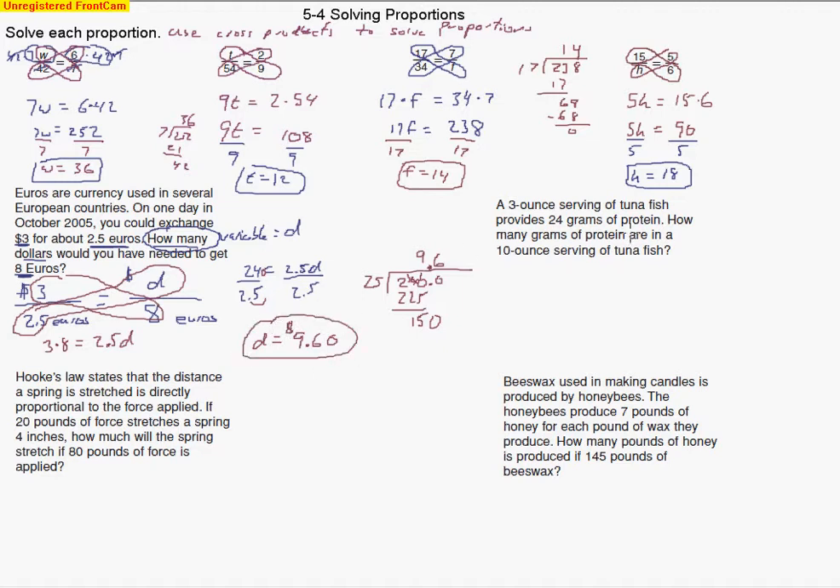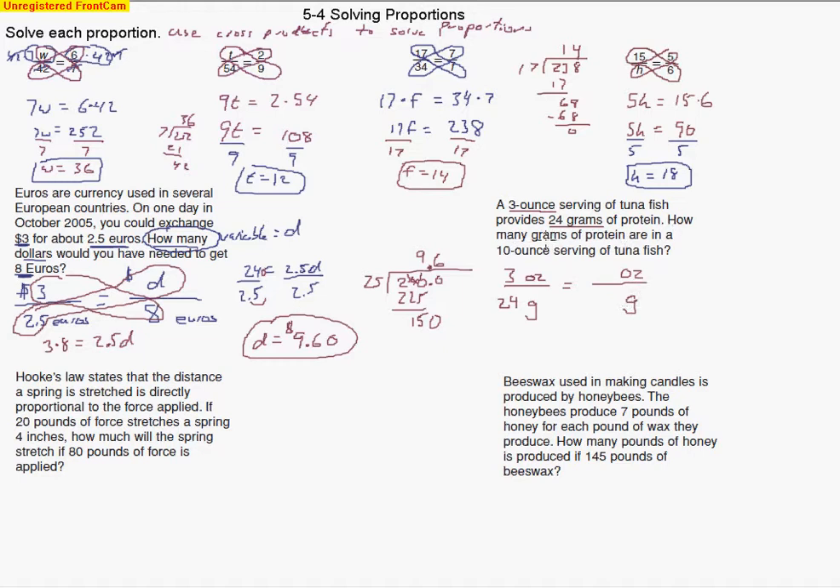Looking at our next one, again, we're going to set it up the same way. So look at the units. A 3-ounce serving of tuna fish provides 24 grams of protein. So let's write that out: 3 ounces of tuna fish provides 24 grams of protein. So I've got my units. That means that my next ratio, to make my proportion, needs to be ounces on top, grams on the bottom. So let's read it.